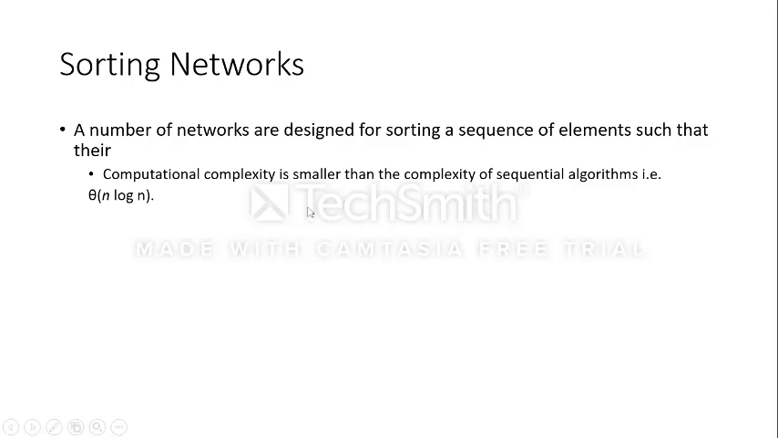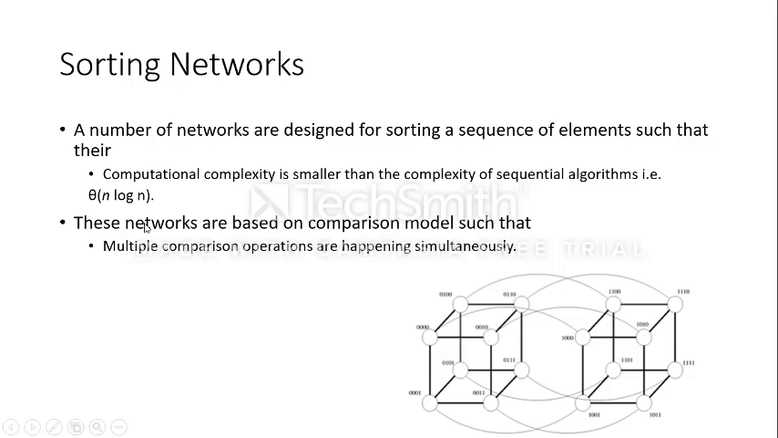So, in the case of parallel architecture, there are some algorithms like the bitonic sorting network algorithm, where it is observed that the computational complexity is smaller than this theta of n log n time. Now, these networks are based upon the comparison model. As I discussed earlier, there are two different types of models: comparison based algorithms and non-comparison based algorithms.